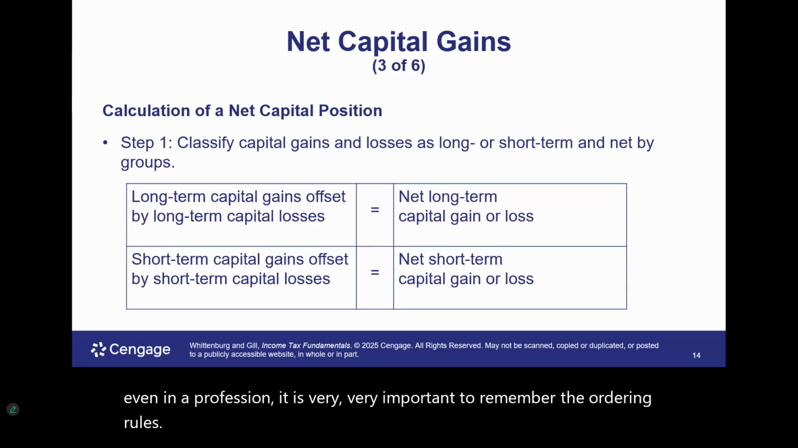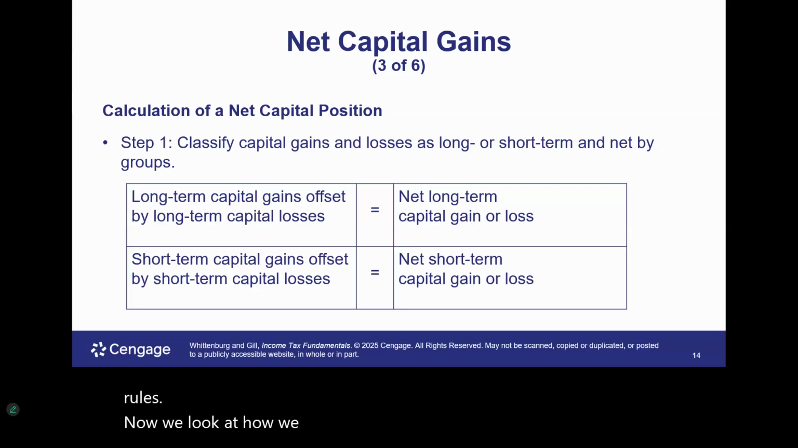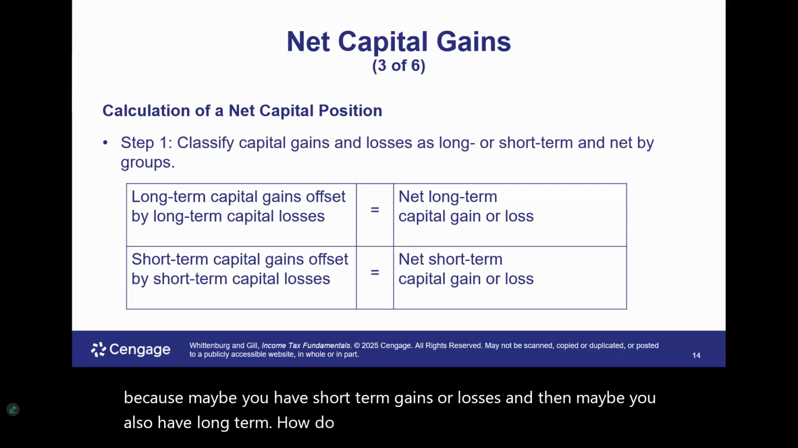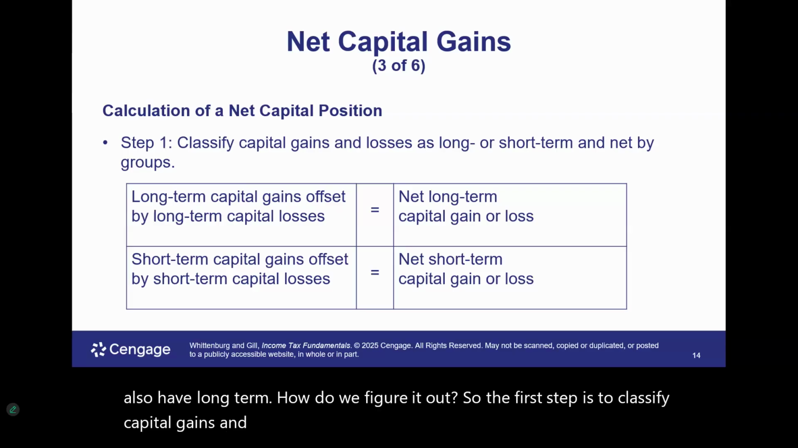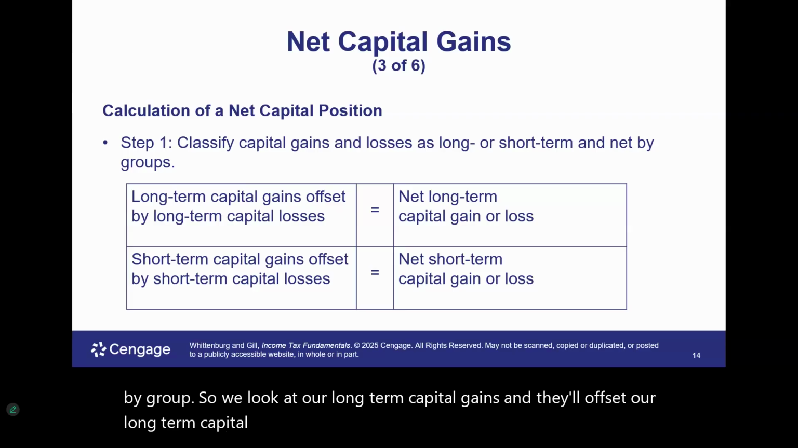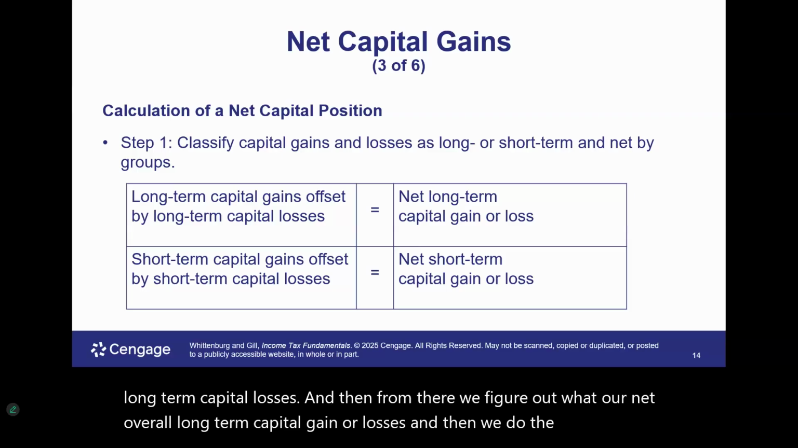Now we look at how we actually determine what the net capital position is, because maybe you have short-term gains and or losses, and then maybe you also have long-term. How do we figure it out? So the first step is to classify capital gains and losses as long-term or short-term, and then we net them by group. So we look at our long-term capital gains, and they'll offset our long-term capital losses. And then from there, we figure out our net overall long-term capital gain or loss. And then we do the same thing for our short-term.